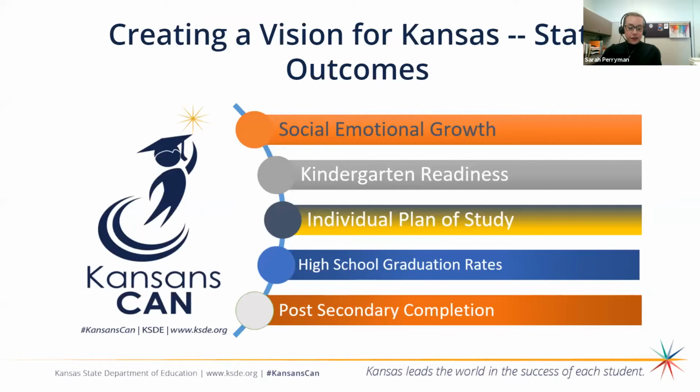And the last thing the State Board laid out for us is our focus. If we want to lead the world in the success of each student, and we know what success means, what outcomes, what areas of focus do we need to establish? And they said that there are 5 areas of focus, 5 State Board outcomes, and those are social emotional growth, kindergarten readiness, individual plans of study, high school graduation, and post-secondary completion.